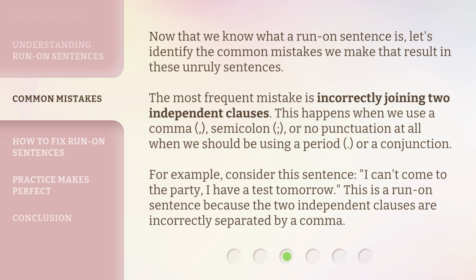For example, consider this sentence. I can't come to the party, I have a test tomorrow. This is a run-on sentence because the two independent clauses are incorrectly separated by a comma.